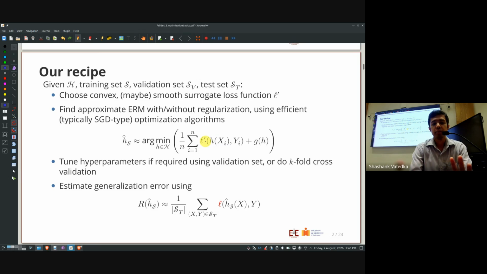And at the end, you have, let's say, a neural network or a predictor, and you evaluate the performance of this predictor using the generalization error. Since we don't have the true distribution at hand, you estimate the generalization error using this empirical risk with respect to the true loss, and this empirical risk is taken with respect to the test set. Right? So that's the recipe that we want to follow.